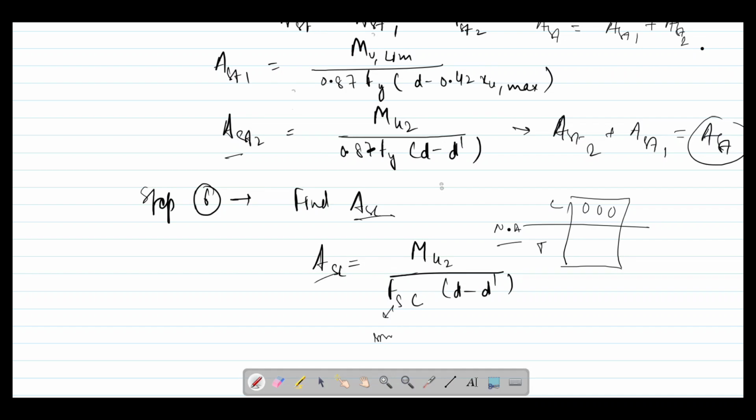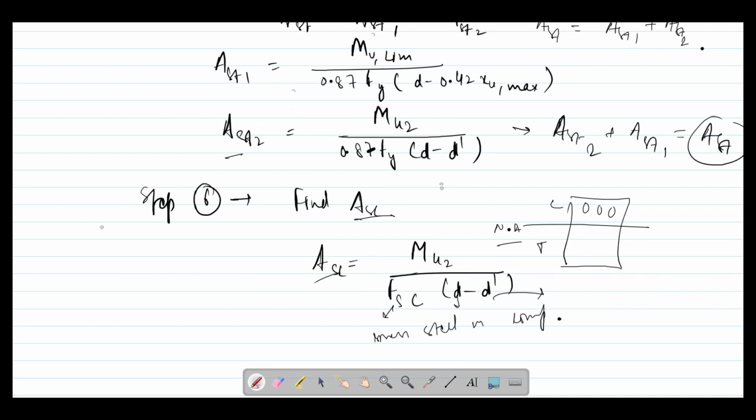into (d minus d dash). fsc is the stress in steel in compression that we have calculated in the same question in the previous steps. d minus d dash: d is the effective depth and d dash is the effective cover from the top of the compression fiber to the center of the reinforcement in the compression zone.